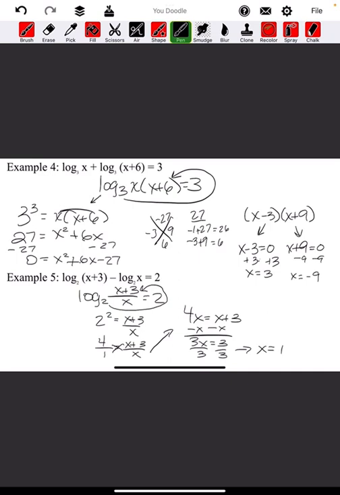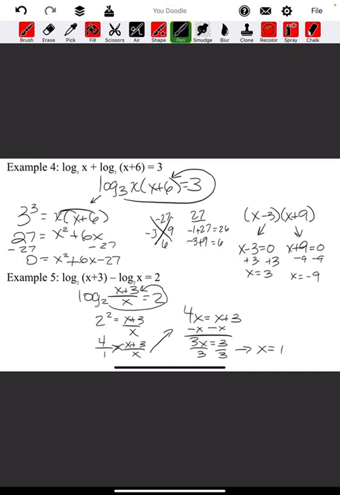Our last example is log base 2 of (x plus 3) minus log base 2 of x equals 2. Since we're subtracting, we make this log base 2 of (x plus 3) divided by x equals 2. Remember, when you're subtracting and condensing, we always divide, and we always do the first log over the second log. Now we do our loop technique again and wind up with 2 to the second equals (x plus 3) over x. We simplify to 4 over 1 equals (x plus 3) over x, and remember, we've got to cross multiply.